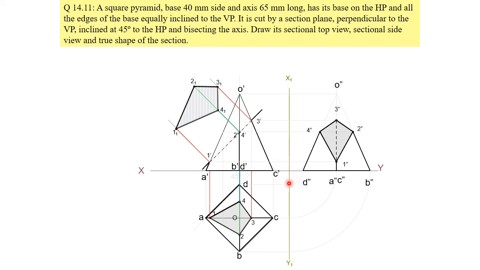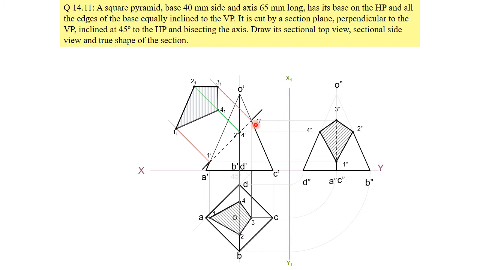D double dash. You may use a compass to shift the horizontal projection to the vertical projection, or you can directly do it inclined at 45 degrees. So here draw the projection horizontally from the front view, and this is the intersection here. So this is O double dash, and we are making the side view.